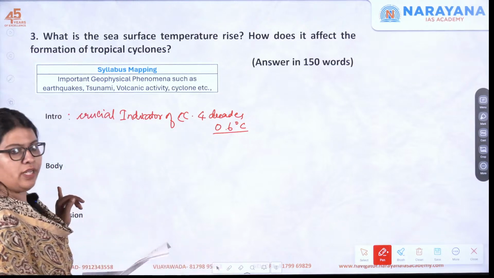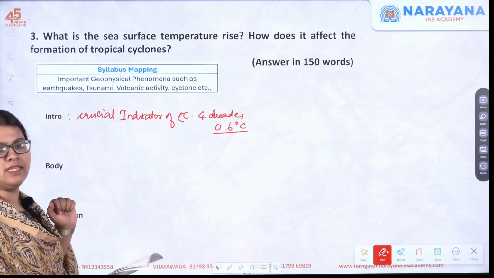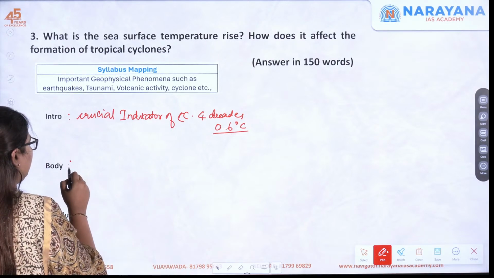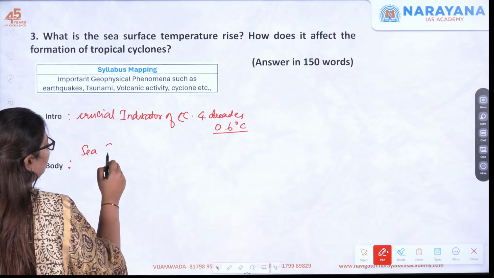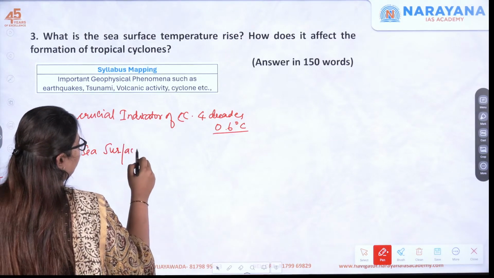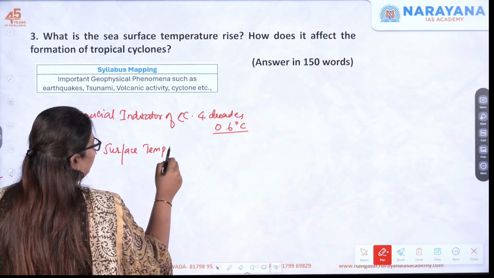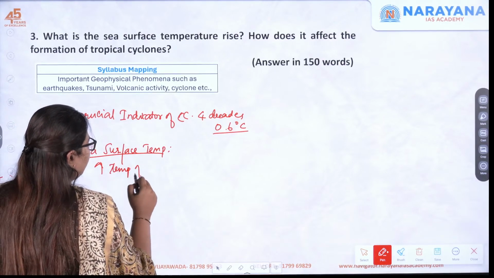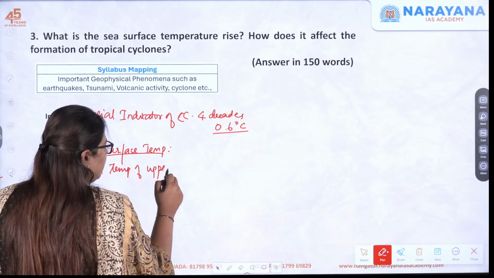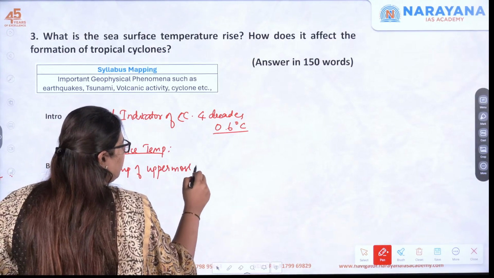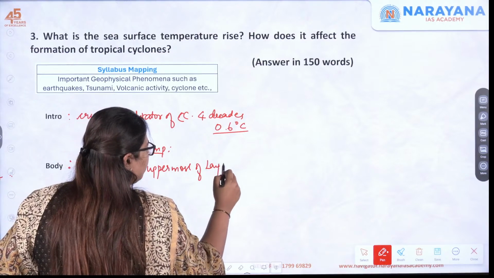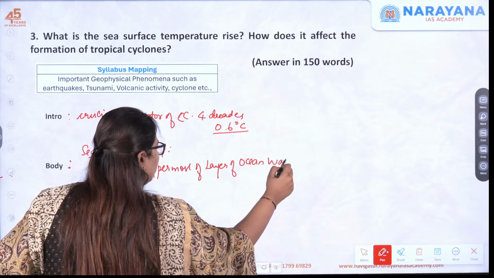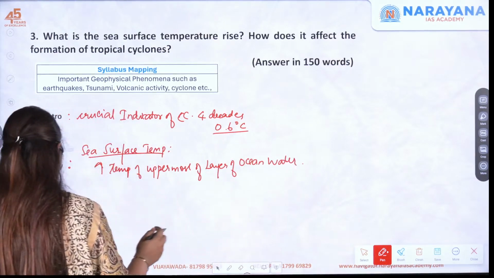Now coming to the body, we will discuss what is sea surface temperature. Sea surface temperature is the increase in the temperature of the uppermost layer of ocean water. So this is what is called sea surface temperature.